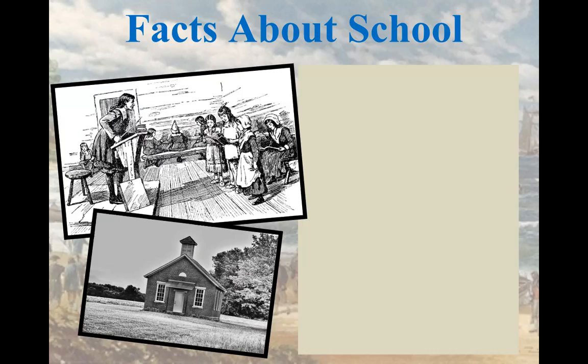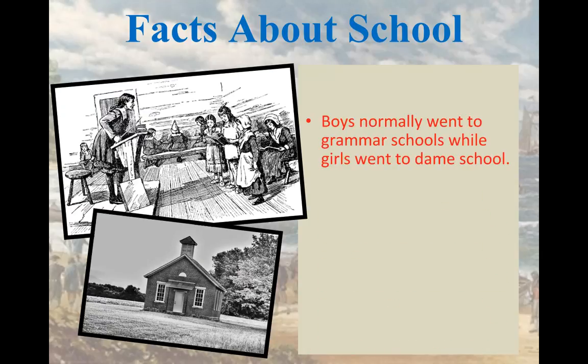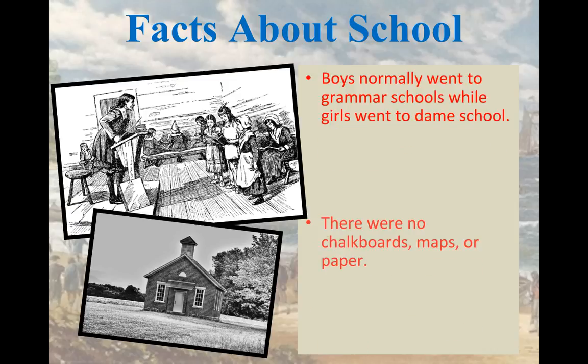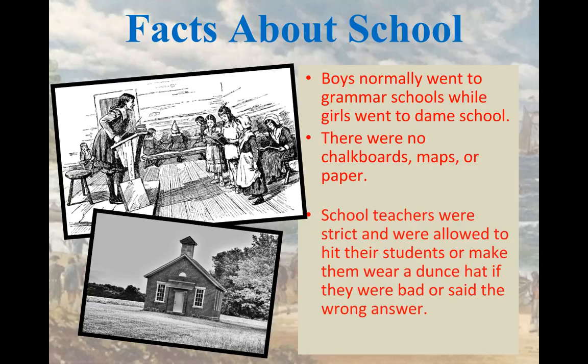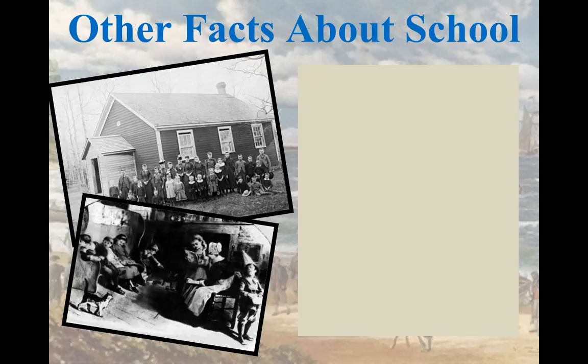Colonial life. Facts about school. Boys normally went to grammar school while girls went to dame school. There were no chalkboards, maps, or paper. School teachers were strict and were allowed to hit their students or make them wear a dunce hat if they were bad or said the wrong answer.